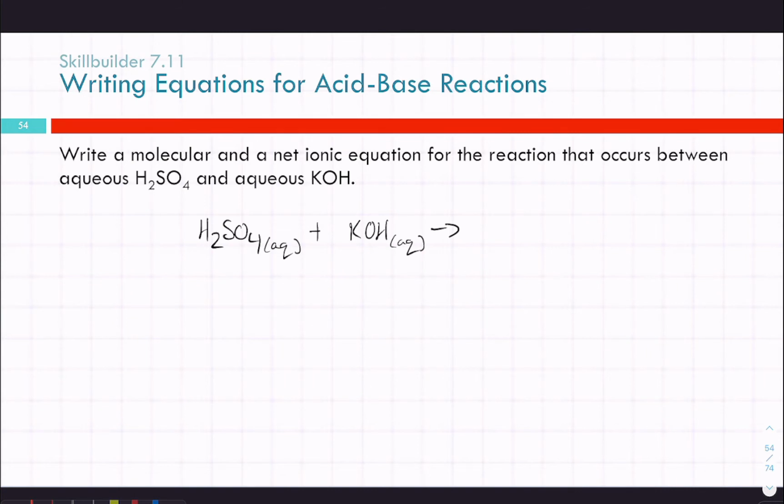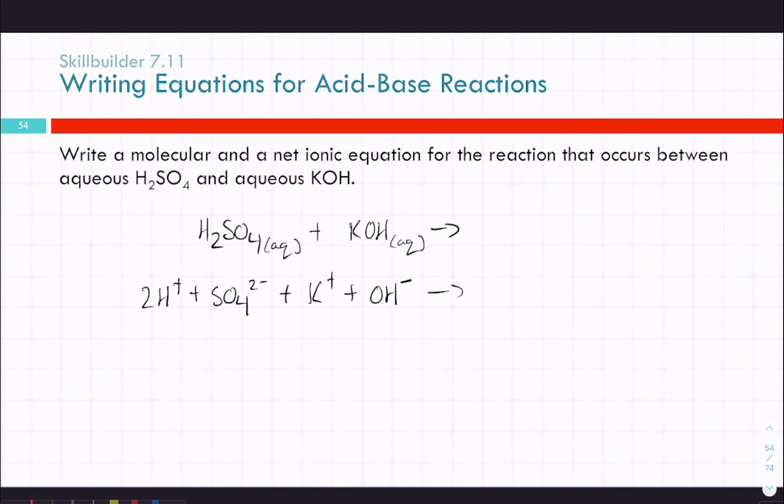The other way you could do this is very similar to the precipitation reactions, where you think about our cations and our anions and swapping them. Now, in this case, we actually have two hydrogens on sulfate. If you wanted to, you could write this out as the net ionic equation and then swap them that way. Actually, since we have to do a net ionic equation anyway, let's do that. So we have our hydrogens here. So that'll be 2H+ plus SO4 2-, plus K+ plus OH-.